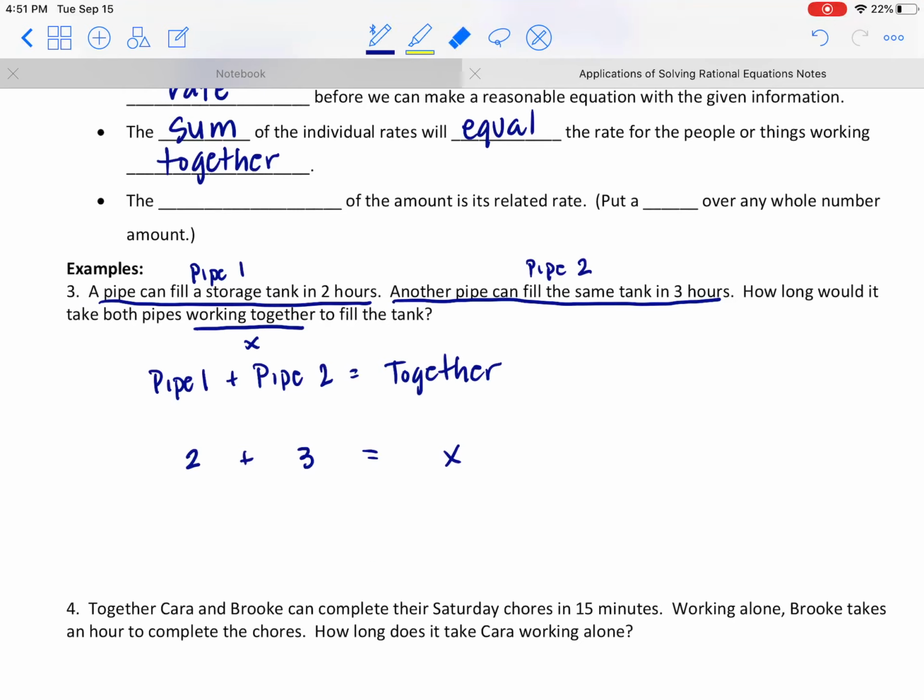And that is because, like I said a few minutes ago, the amount of time it takes for each person or thing to work has to be converted into a rate, where the rate for pipe 1 plus the rate for pipe 2 will equal their combined rate. So the real question is, how do I take the amount of 2 hours and the amount of 3 hours and convert those to rates? Like, how much of the job are they doing per hour?